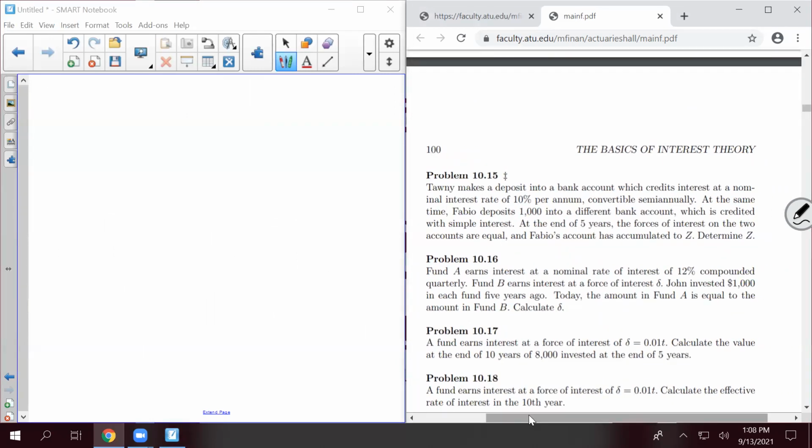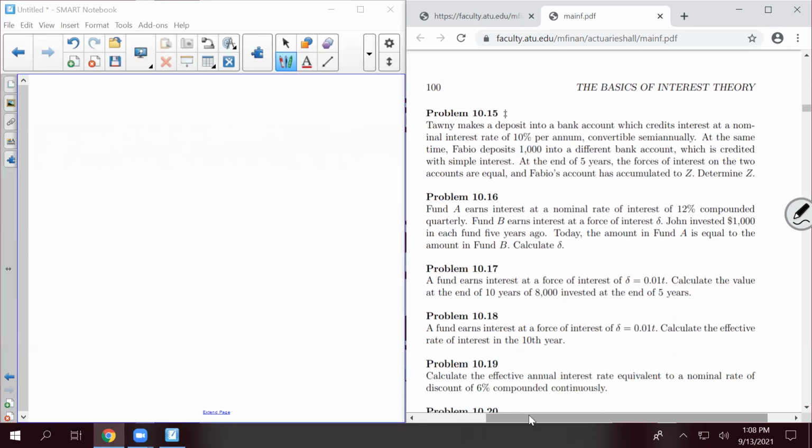Tony makes a deposit into a bank account which credits interest at a nominal interest rate of 10% per annum, convertible semi-annually. At the same time, Fabio deposits 1,000 into a different bank account, which is credited with simple interest. At the end of 5 years, the forces of interest on the two accounts are equal, and Fabio's account has accumulated to Z. Determine Z.